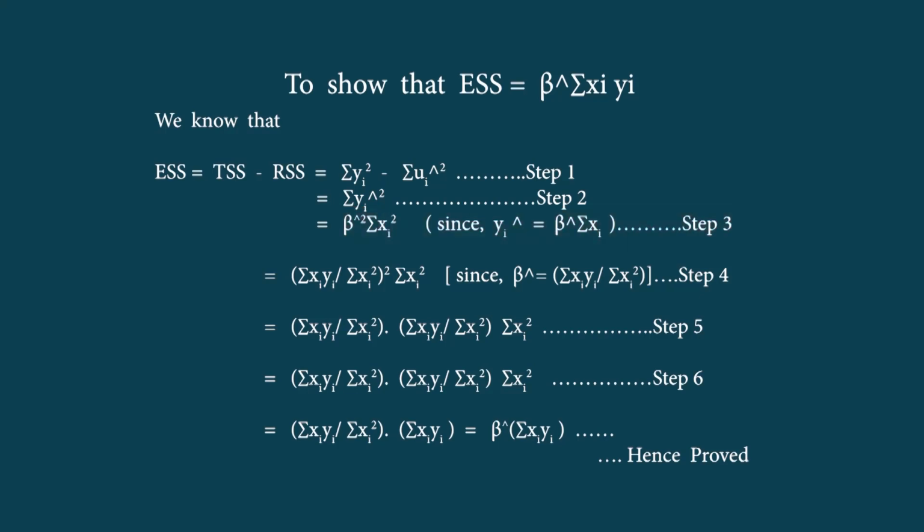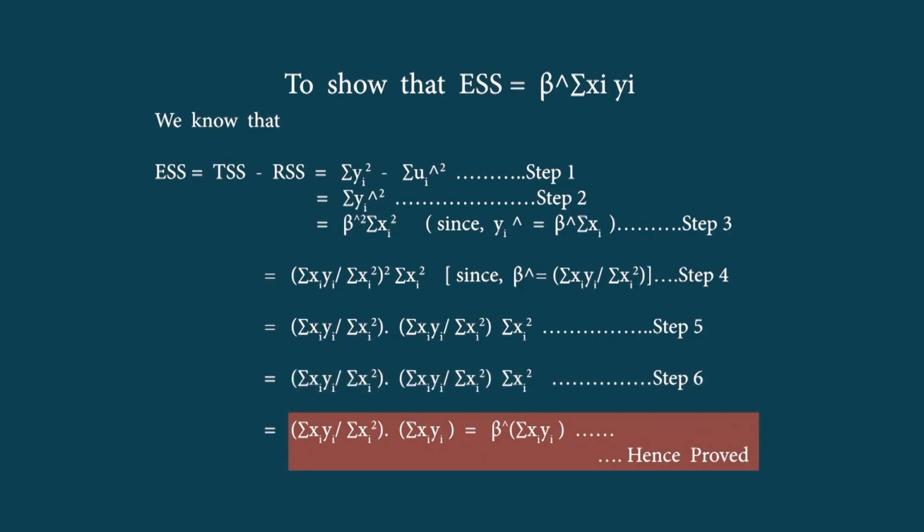Now what we are doing here is substituting the expression of beta hat, which is written as summation of small xi yi divided by summation xi squared. If we square it, the entire expression gets squared. On the basis of step 5, we find the cancellation of xi square on both sides. We get down to step 6, and after simplification we get the final expression, beta hat summation of xi yi.